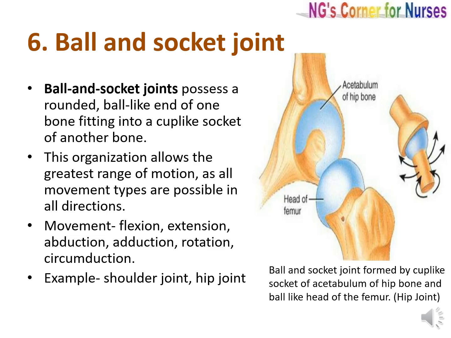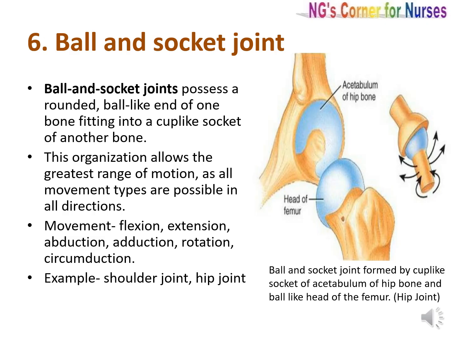Sixth one is the ball and socket joint. Ball and socket joints possess a rounded ball-like end of one bone fitting into a cup-like socket of another bone. This organization allows the greatest range of motion as all movement types are possible in all directions. All movements like flexion, extension, abduction, adduction, rotation and circumduction. As an example, we can say the shoulder joint and hip joint.